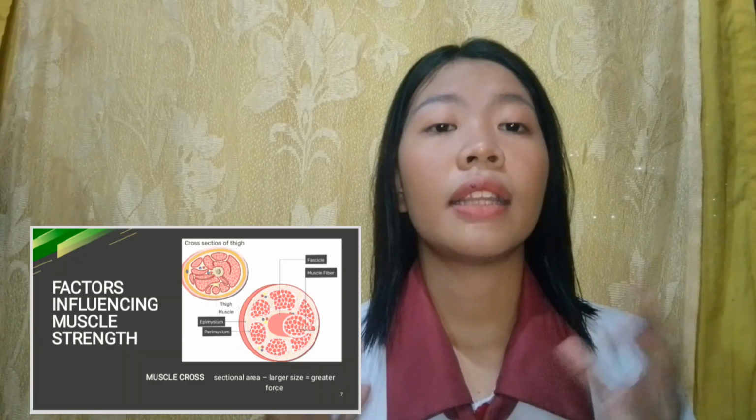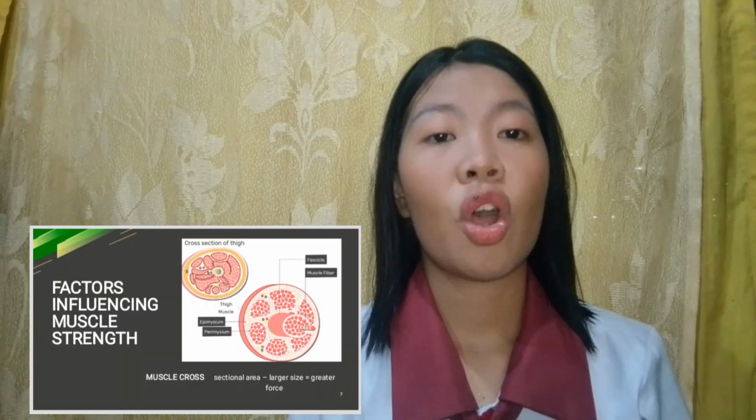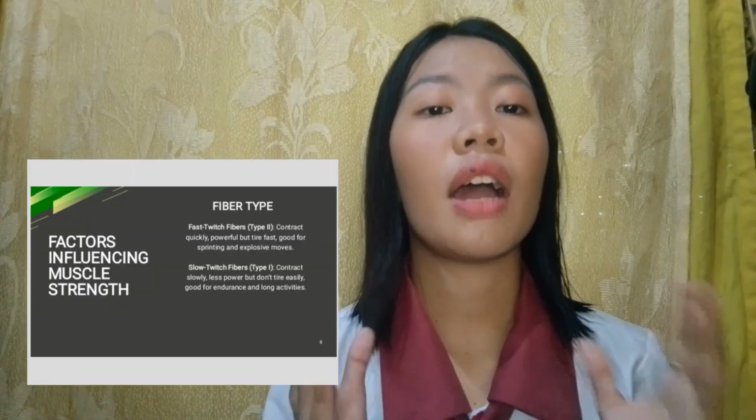The first topic I will discuss explains that muscle strength depends on the muscle cross-sectional area. A larger area means more muscle fibers, allowing greater force production. Simply put, bigger muscles are stronger because more fibers can contract at once. The second slide shows other factors that influence muscle strength.